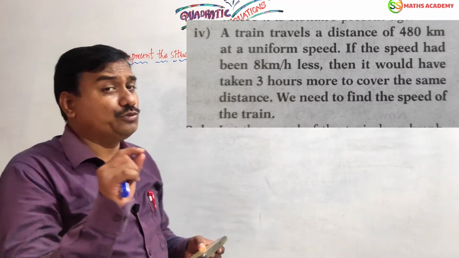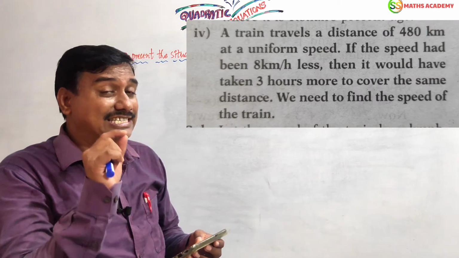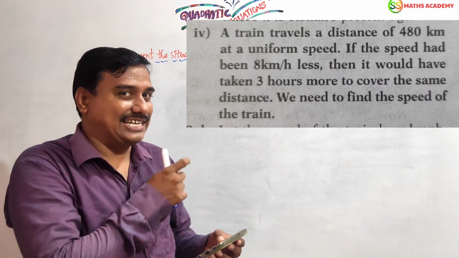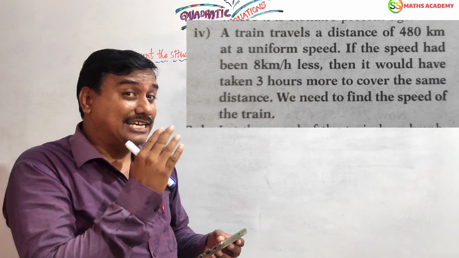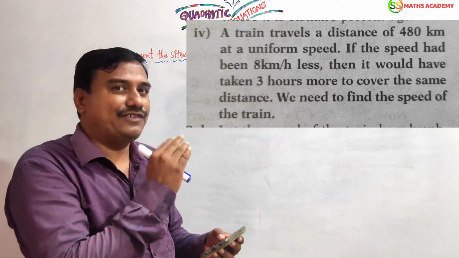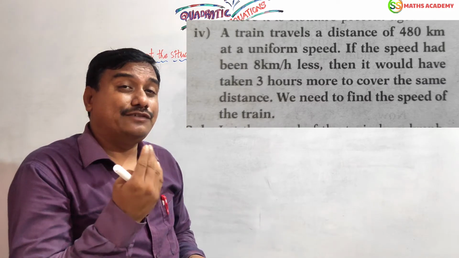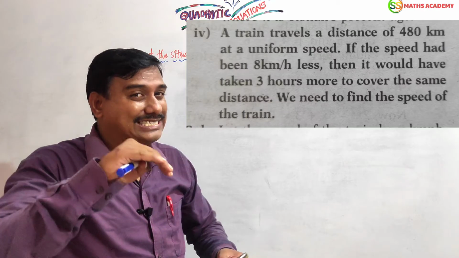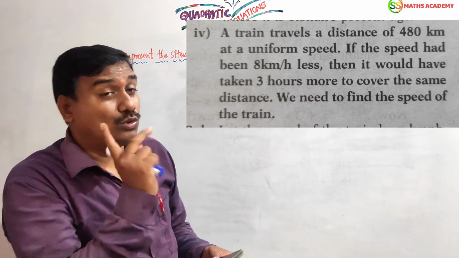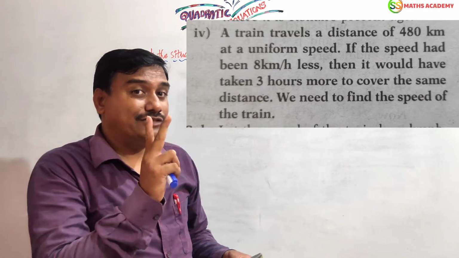Friends, in this question the speed of the train we don't know. The distance is there, a fixed distance. What changes? Speed will be changed. The first speed will be, for example, x. The second speed will be changed to 8 less, x minus 8. But the total time taken, the difference, will be 3 hours.